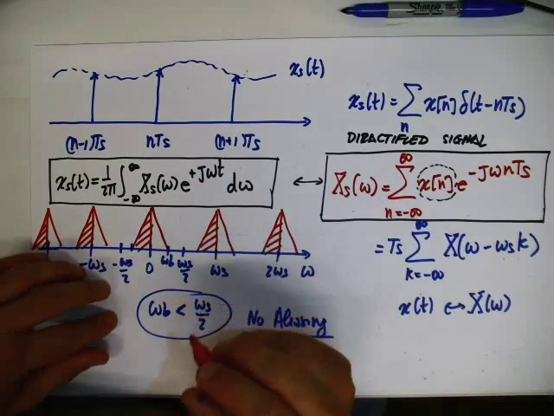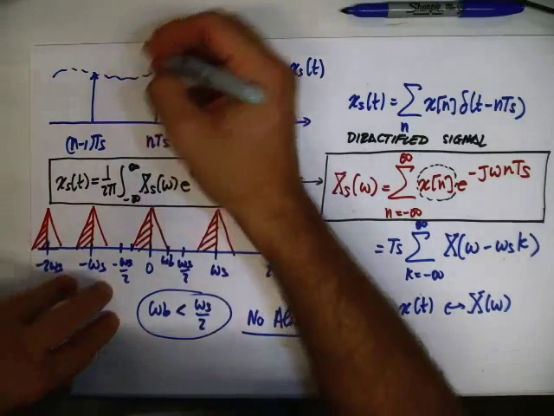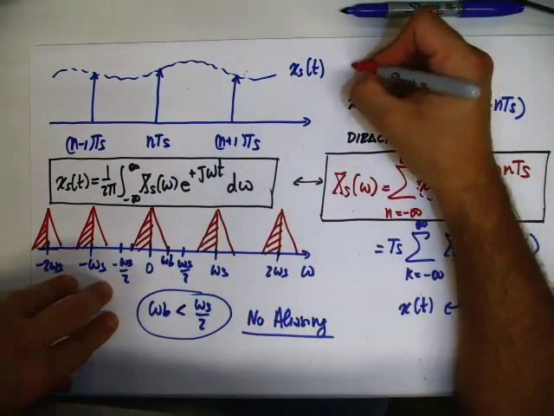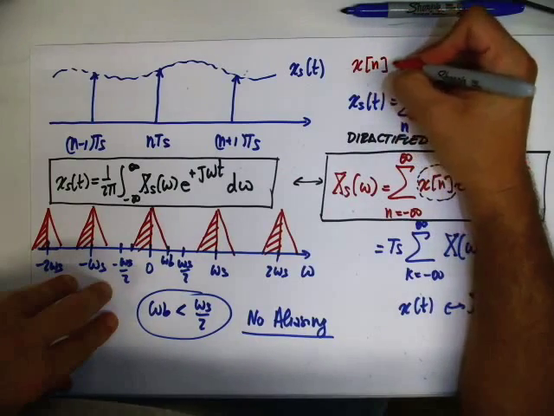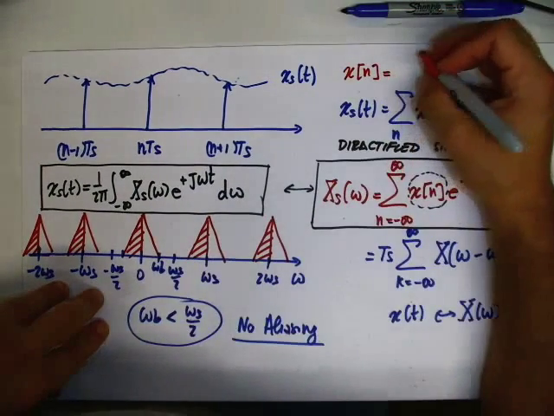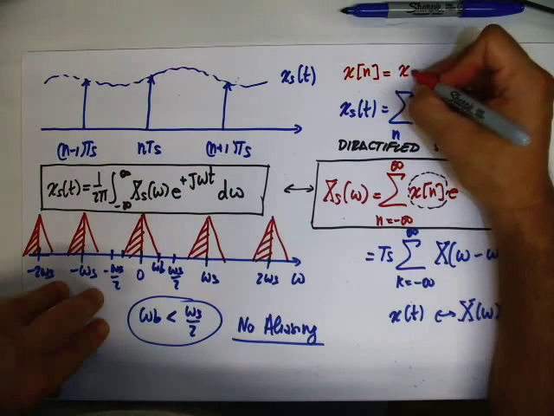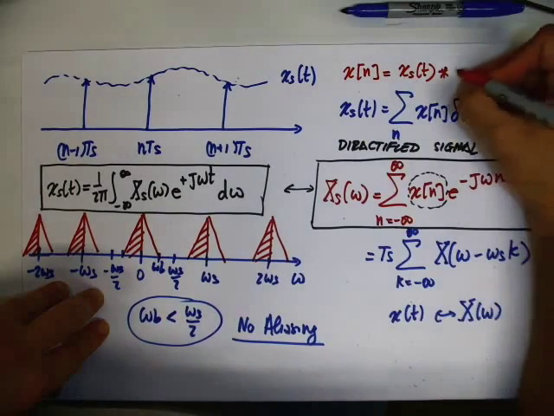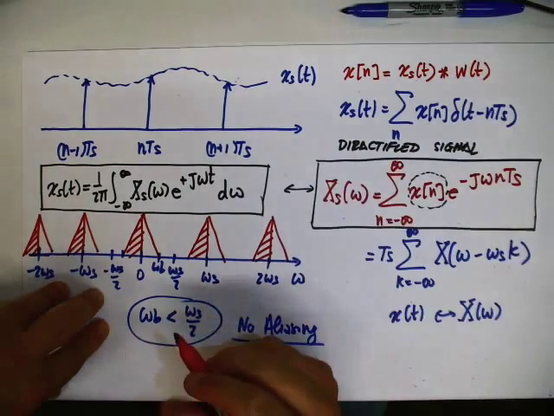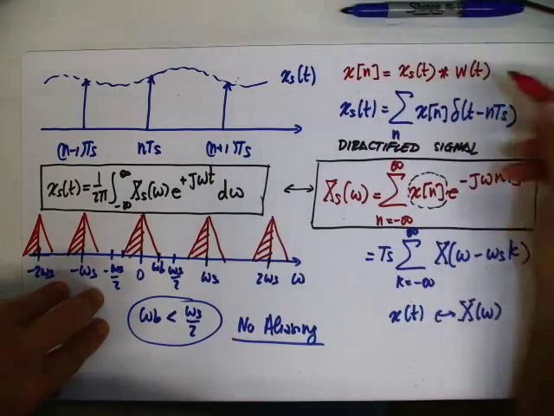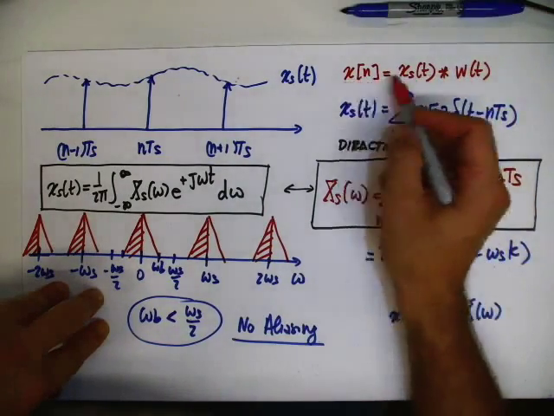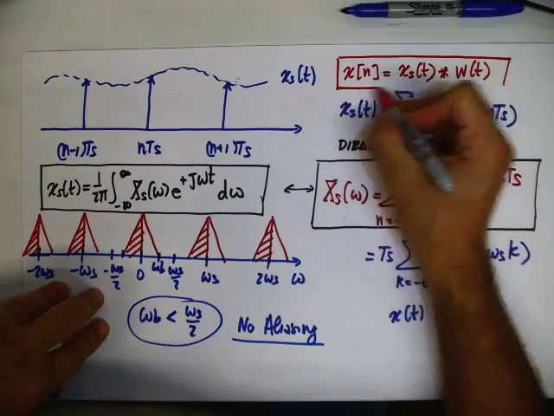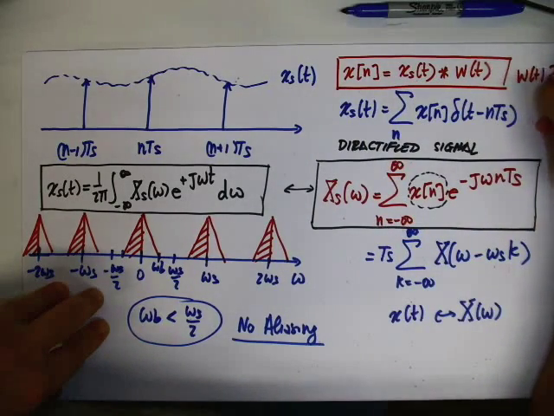I can define a window, with this window, I can recover x[n] as the convolution between the Dirac-ified signal convolved with a spatial window function, which is going to be defined in such a way to give me the values at the sampling times. So the question is, which window do we choose?